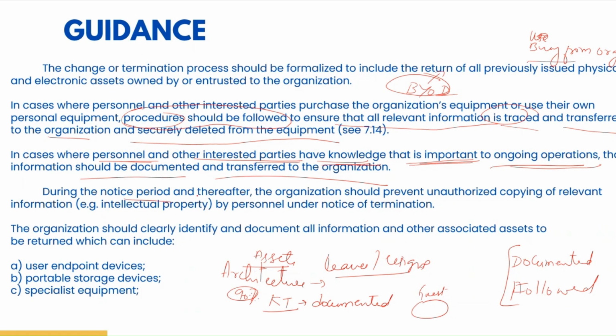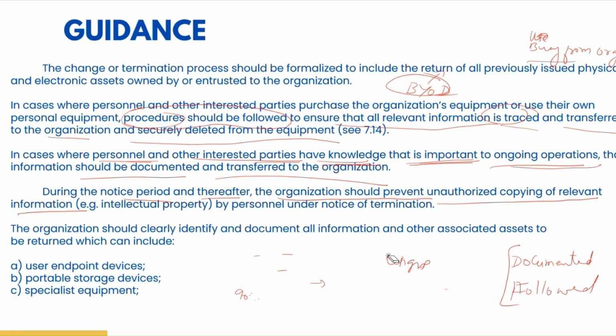During the notice period and thereafter, the organization should prevent unauthorized copying of relevant information in the notice period or during his operations also. Okay, they should not transfer any unauthorized copies of any intellectual properties or any process document or any architectural document. Nothing they should take away from the organization. That's the reason why Gmail and personal email IDs will be blocked, and even your USB drives will be blocked, so that they can't transfer any information from this particular organization.